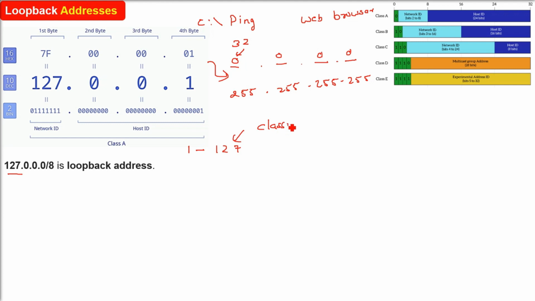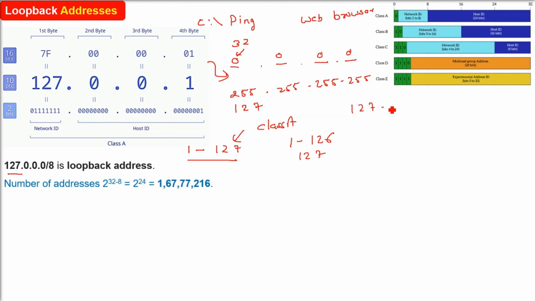After 127 it goes up to 191, that is class B, and 192 to 223 is class C. But we have to concentrate only on the loopback address, which is 127. It starts with 127. So you can only use class A addressing from 1 to 126. Why? Because anything with 127 in the first octet is reserved for loopback addressing.